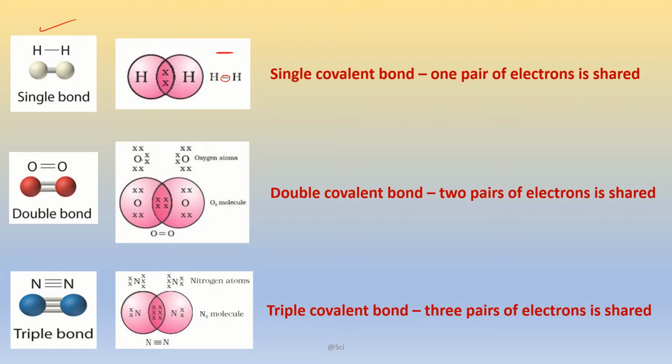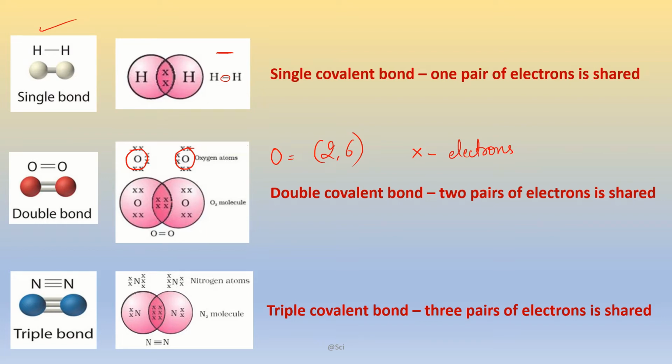This is oxygen. There are two oxygen atoms here. The electronic configuration of oxygen is 2 and 6. It is falling short of two more electrons to complete the octet. If I draw the orbits here of both the atoms, the cross sign denotes the electrons. So oxygen here is falling short of two electrons.